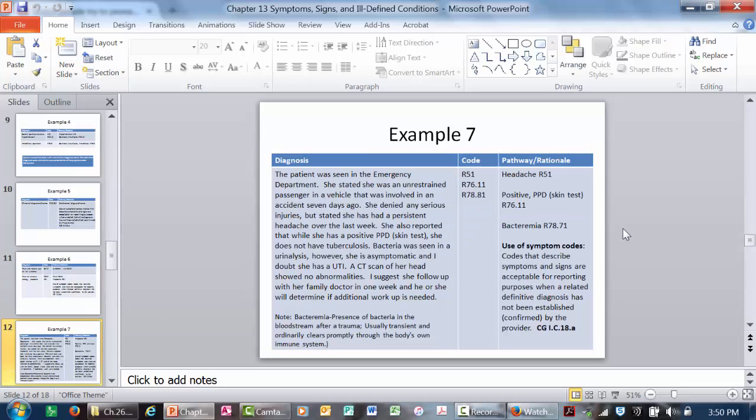Here's a long one, but I wanted to walk through it with you. The patient was seen in the emergency department. She stated she was unrestrained in a vehicle that was involved in an accident 7 days ago. She denied any serious injuries but stated she has had a persistent headache over the last week.